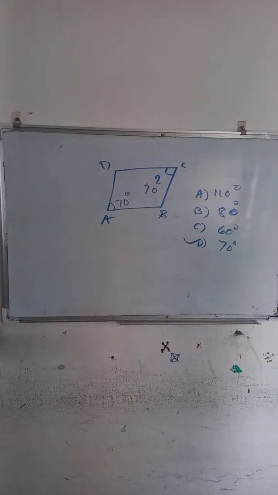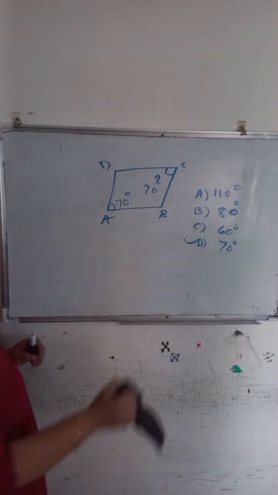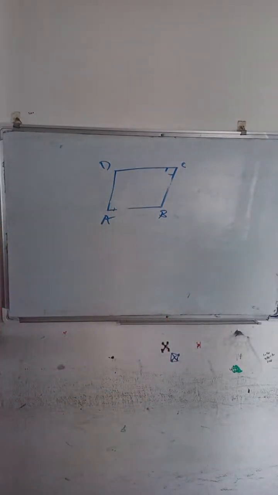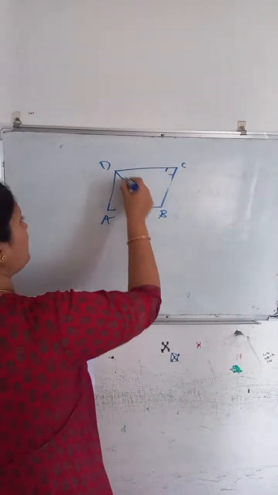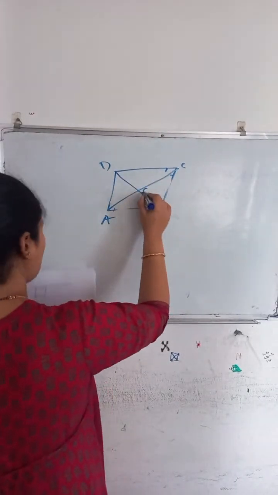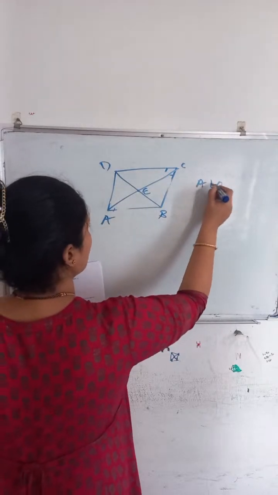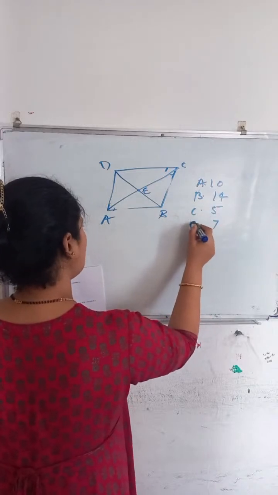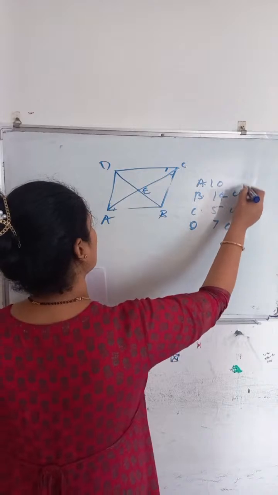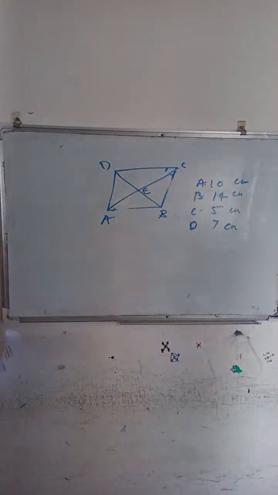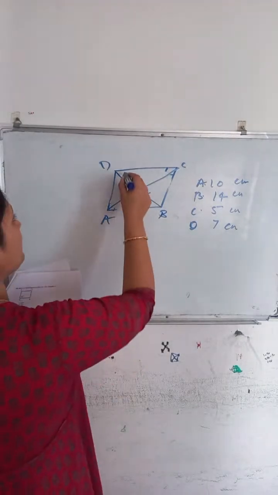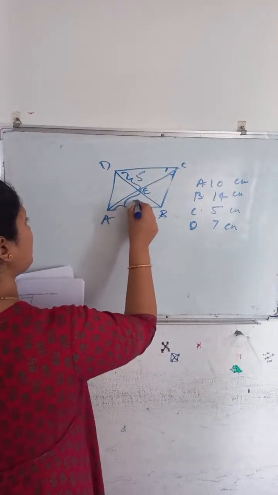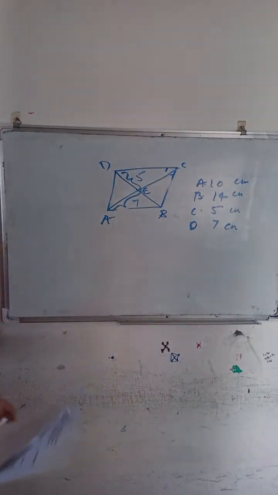Okay. So here diagram and options are given. ABCD, and these are the diagonals. They are intersecting at point E. So A is 10, B is 14, C is 5, then D is 7 centimeters. Okay, so here ABCD is a parallelogram and they are saying DE is 5 and AE is 7. Then they are asking the value for AC.